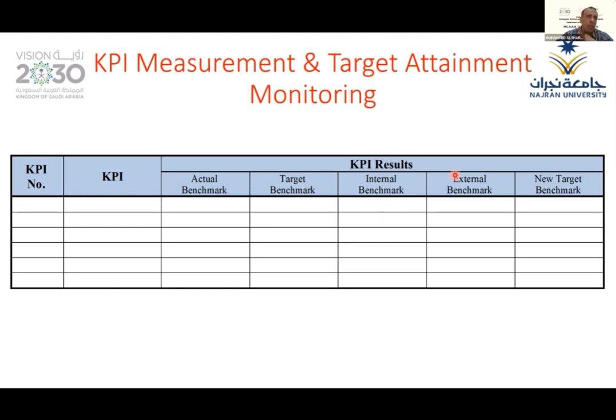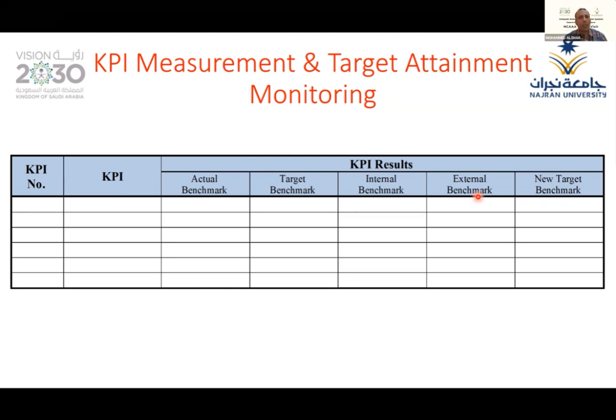For external benchmark, it should be a similar program. For CS, it should be a CS program in another university. In IS, it should be an IS program in another university. And it was a very hard task to do that. Unfortunately, we don't have a yearly external benchmark. We have it only for the SSR.